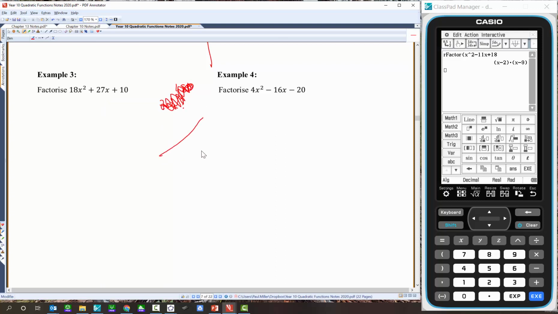Okay, so let's go across. All right, now what we're going to do is try out something here. Now, there's a lot of different variations that can happen with 18x squared. So I'm just going to randomly choose 6x and 3x. Okay, now what I'd advise you to do is start centrally. So what am I saying by that?